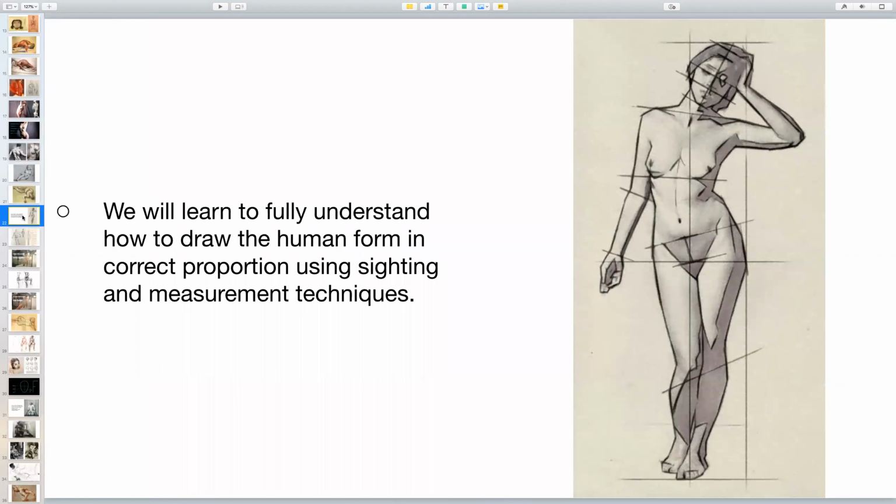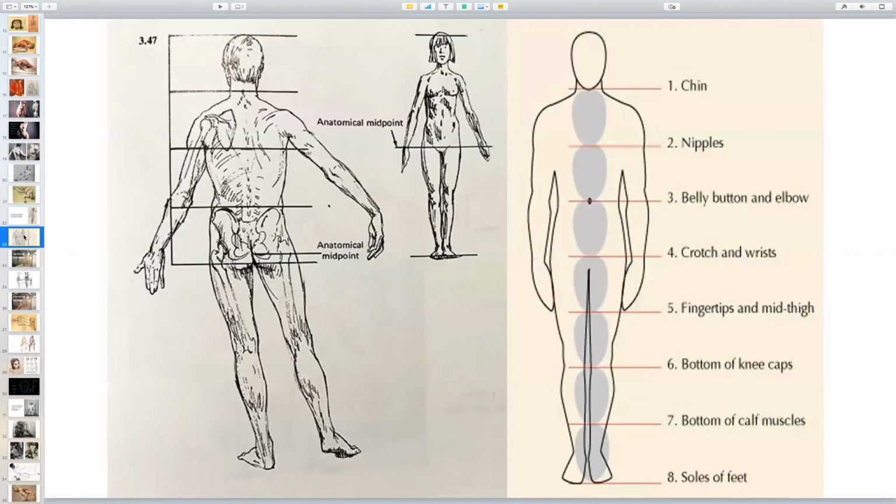Probably the most important thing we'll be covering is looking for proportions and how to find correct proportions, so we aren't guessing at what we're drawing. And using the sighting technique is probably the most important of these. We'll learn about, for example, how to compare one body part to another. Like one classic way of measuring the figure is using the head as a unit of measurement. So you could say the figure is generally between 7 and 8 heads high.